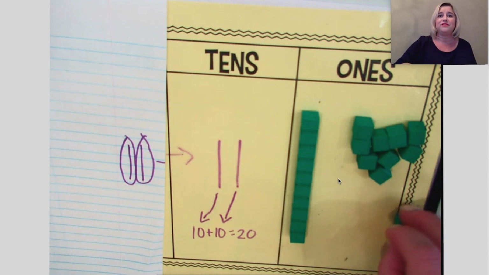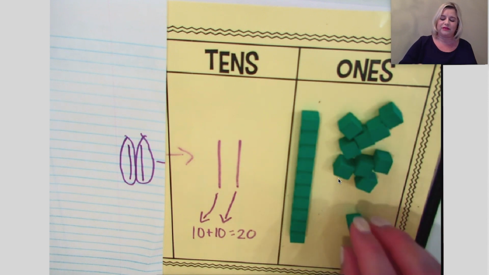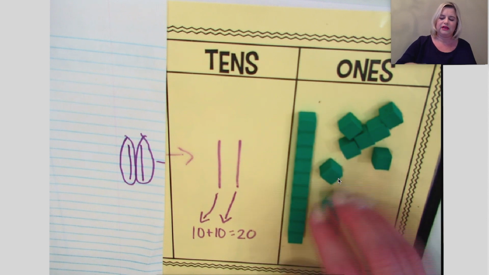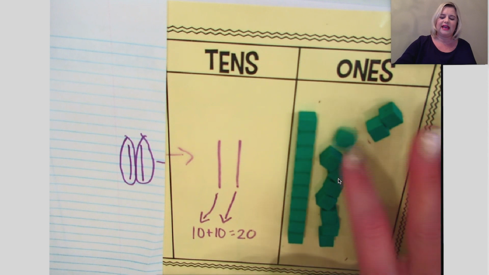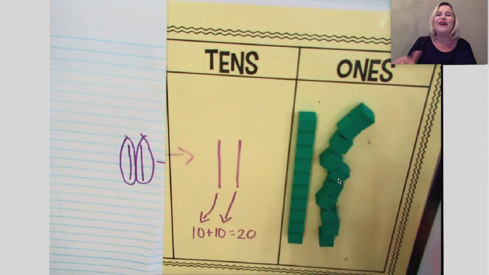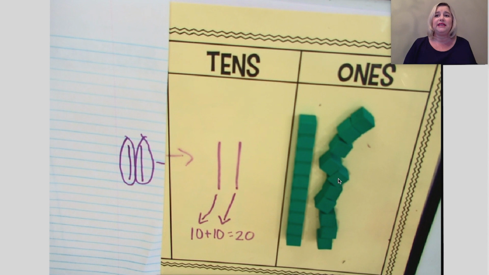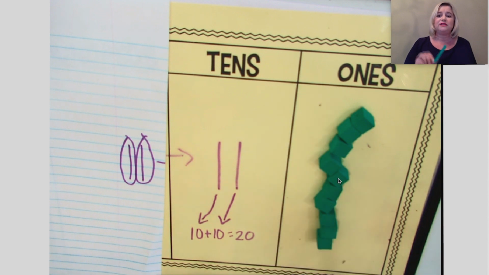So now I have 10 ones. I will now make sure that I have them done correctly. 1, 2, 3, 4, 5, 6, 7, 8, 9, 10. Awesome job! So what I did was I decomposed a 10 on the place value chart and I moved it to the ones place. So the 10 goes away and now I have 10 ones.